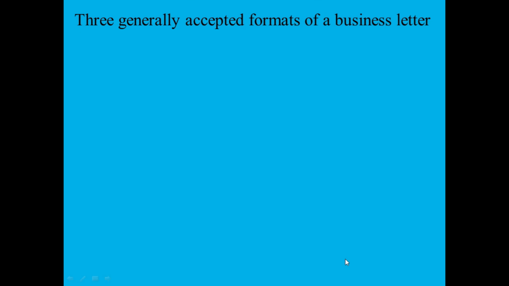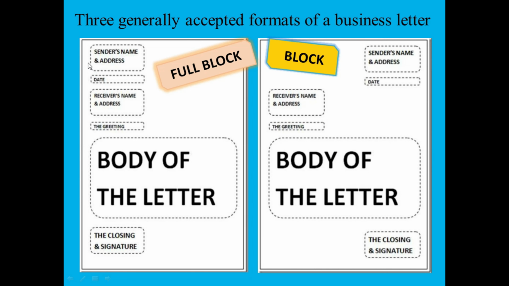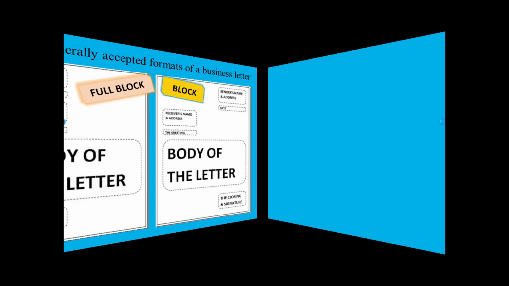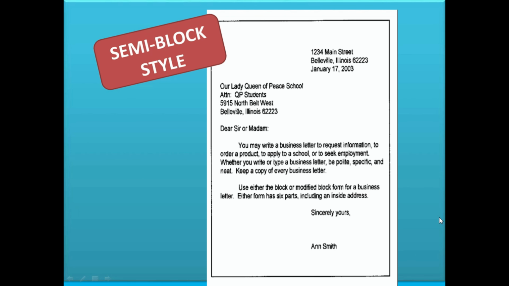Among the generally accepted formats of business letters, there are 3 formats. The first 2 are the full block and the block, wherein in full block you can see everything left aligned. In block style you can have variations in the alignment, and this is the third type, what we call the semi-block style.